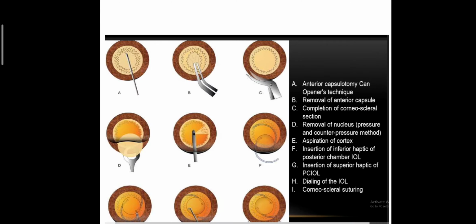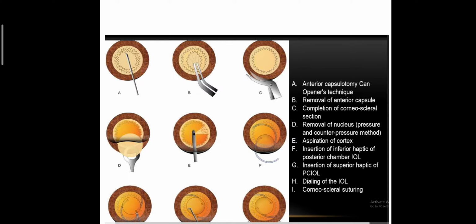So the first difference will be the length of the incision. The first is the posterior capsule is left intact. Then the length of incision is comparatively smaller. Because the posterior capsule is left intact, we are doing hydrodissection and prolapsing the nucleus, removal of the nucleus, followed by cortical aspiration, then putting the IOL into the bag.